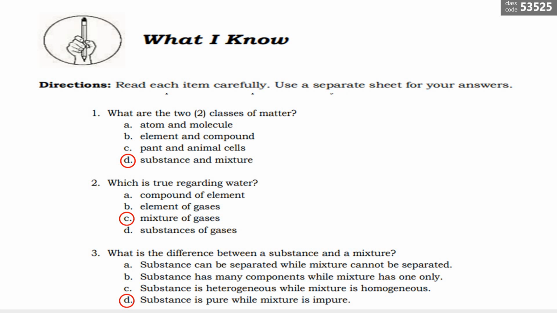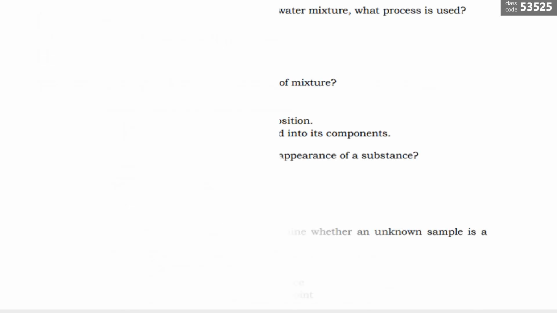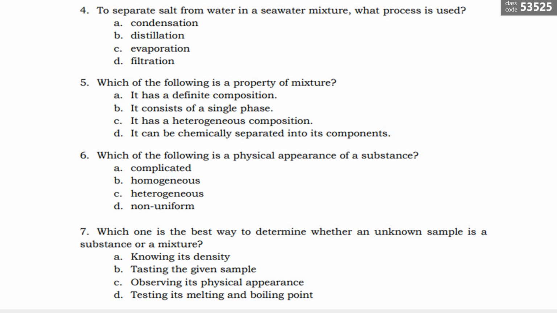And for number 3, we have: what is the difference between a substance and a mixture? Oh, so we have the answer already. Okay, the correct answer is letter D. Substance is pure while mixture is impure. Remember that. Let's proceed with question number 4.